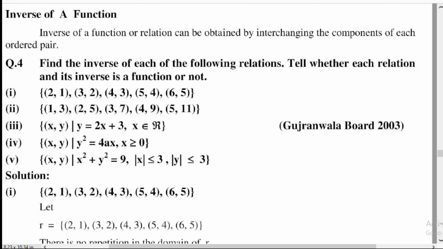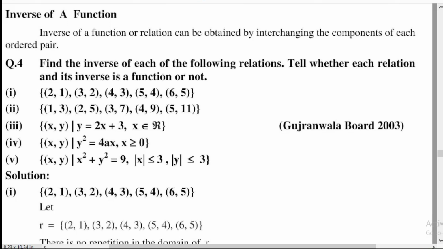In this lecture, I will solve exercise number 2.6, question number 4, that is most relevant from the paper's point of view. So first of all, inverse of a function. Inverse of a function or a relation can be obtained by interchanging the components of each ordered pair. So question number 4: find the inverse of each of the following relations. Tell whether each relation and its inverse is a function or not.